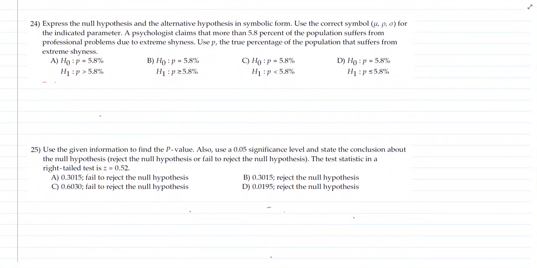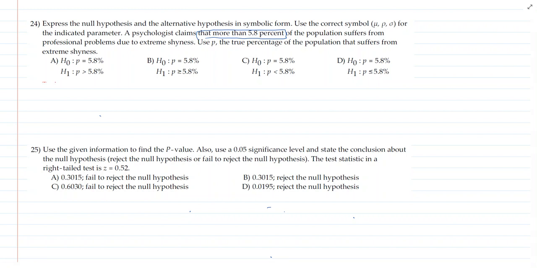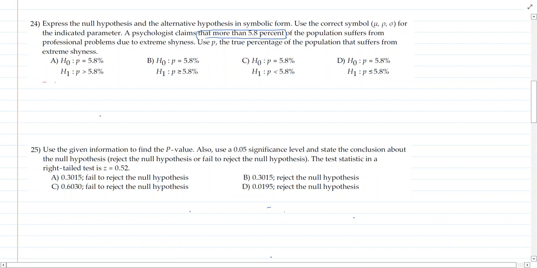This one is constructing the hypothesis, the null and alternative. All right, so we're going to read for content. A psychologist claims that more than 5 8/10% of the population suffer from professional problems due to extreme shyness. Use P, the true percentage of the population that suffers from extreme shyness.